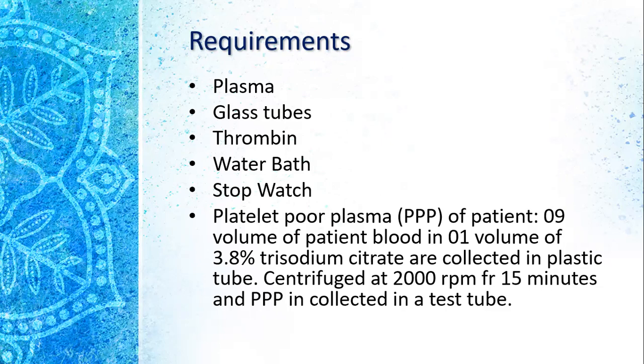So you have to take 9 volumes of blood from a patient and one volume of 3.8% trisodium citrate from a commercially prepared bottle. Mix both in this ratio in a test tube. Then centrifuge the test tube at 2000 rpm for 15 minutes.